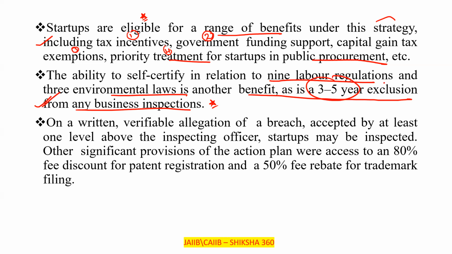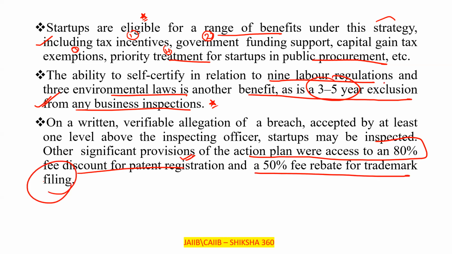Other significant provisions of the action plan were an 80% fee discount for the patent registration, and a 50% fee rebate for the trademark filing. Clear? So other significant provisions of the action plan were an 80% fee discount for the patent registration and a 50% fee rebate for the trademark filing.